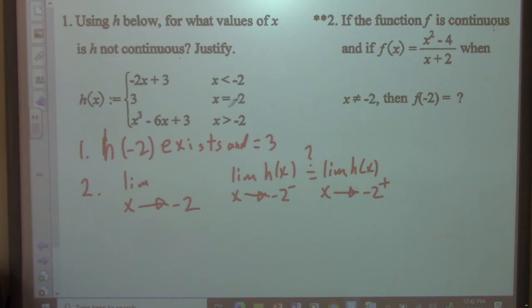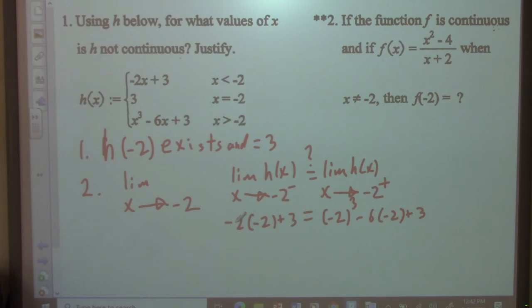So here's, which one is our left one? The negative one? Okay, the left one is this one, right? Because we're to the left. So I'm just going to plug in negative 2 times negative 2 plus 3, and that's going to be equal to negative 2 cubed, minus 6 times negative 2 plus 3. And we're going to test to see if they're equal, right?